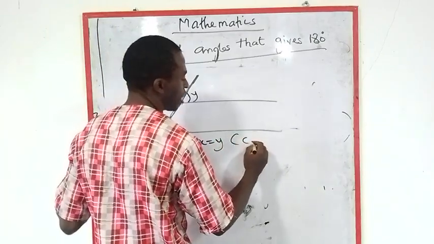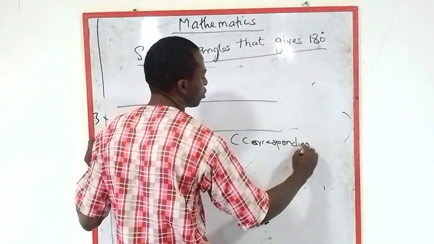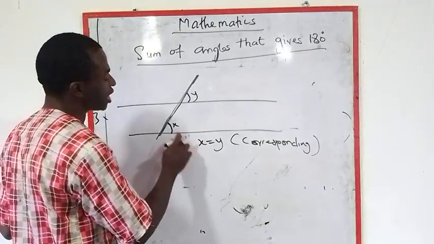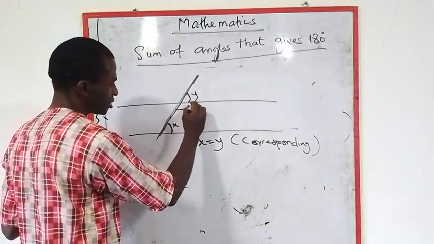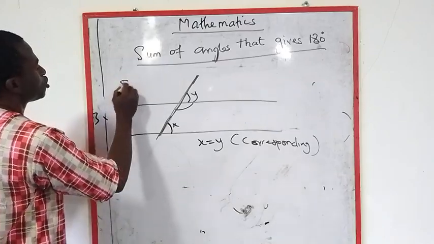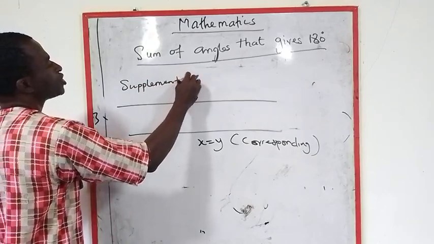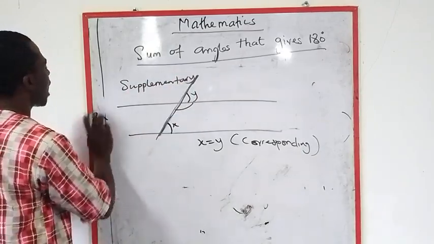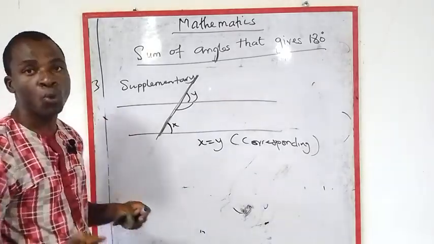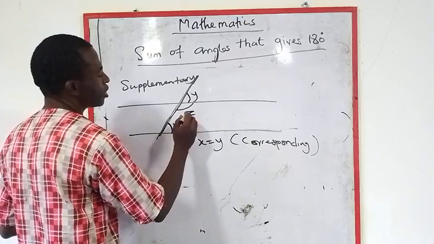The reason is what? They are corresponding. You don't need to write anything else. When you write the word corresponding, you know that corresponding angles are equal. So it's already known that S is equal to Y. But in this case, I'm talking about supplementary angles. Supplementary angles are two angles that you add up to give you 180 degrees.